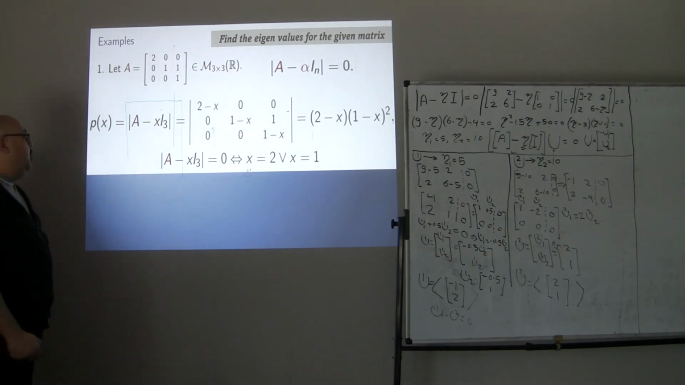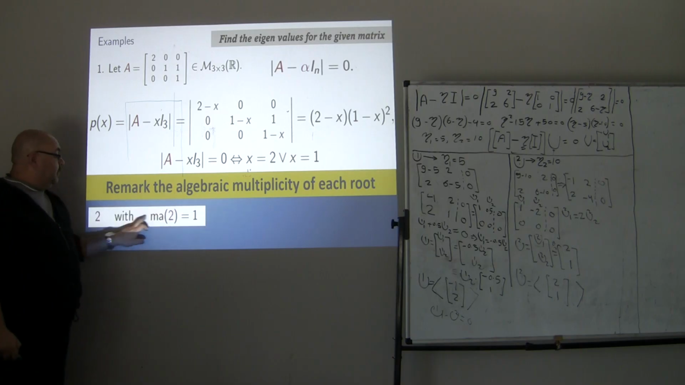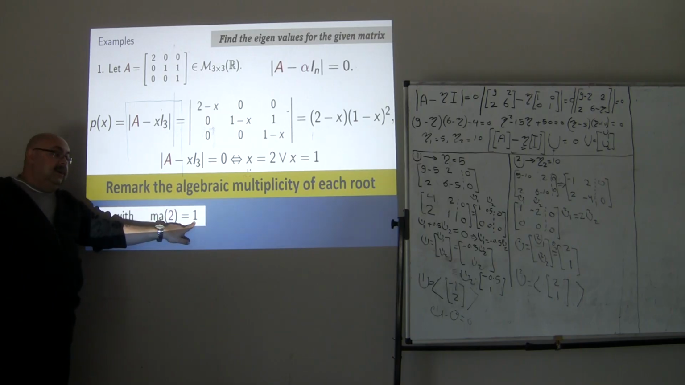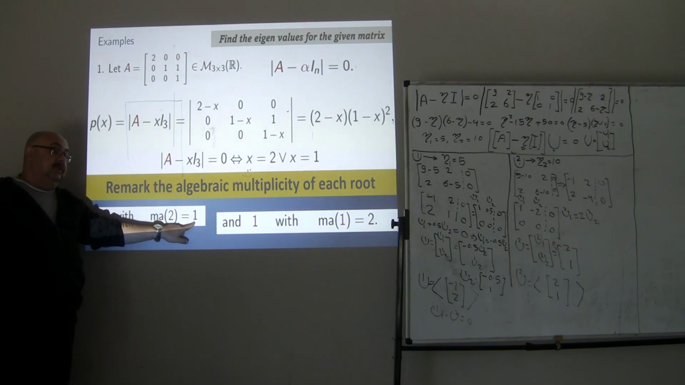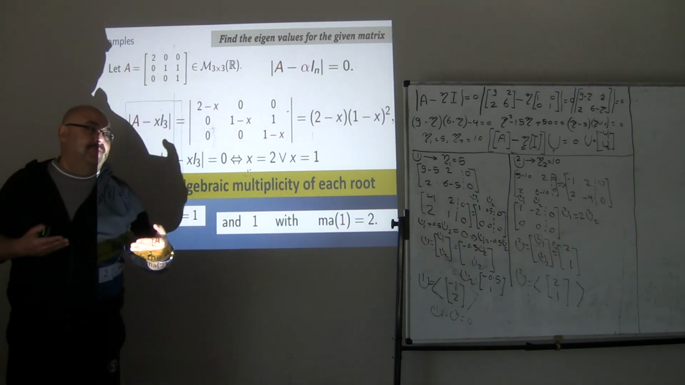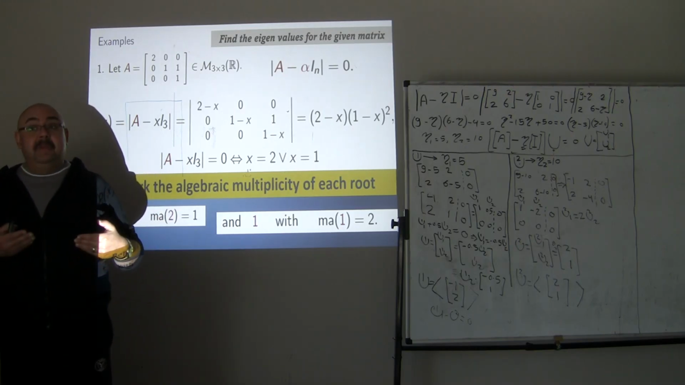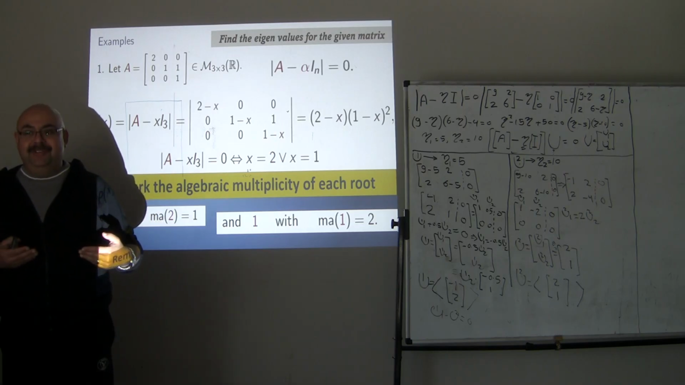Okay. Remark: the algebraic multiplicity of 2 is equal to 1. The algebraic multiplicity of 1 is equal to 2. Please, I beg you, for this part, in your exam, you will still have at the head of each question: choose the correct statement in each of the following. Do you remember? So they will play with you with all of these.